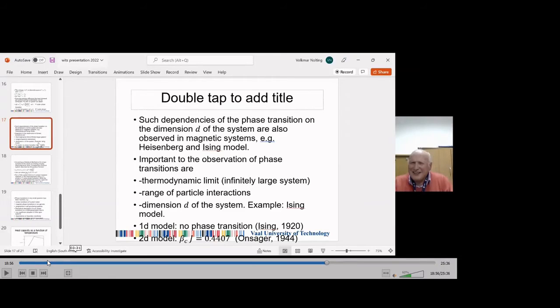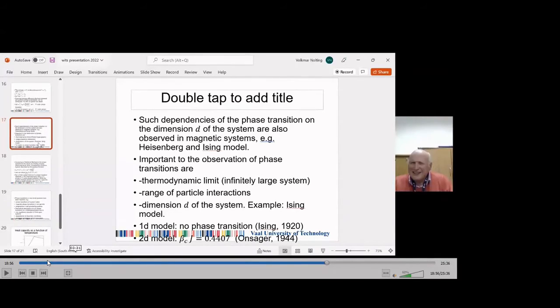And furthermore, Ising could not solve the two-dimensional model. The corresponding solution was only presented very much later by Onsager in the year 1944, and he could calculate an expression for the Curie temperature Tc of the model, which is of course dependent on the interaction between the magnetic moments. So the two-dimensional model does show a phase transition from ferromagnetism to paramagnetism, and important for the observation of phase transitions is first of all the thermodynamic limit. That means one has to consider an infinitely large system. One can show again exactly that finite systems do not show phase transitions.